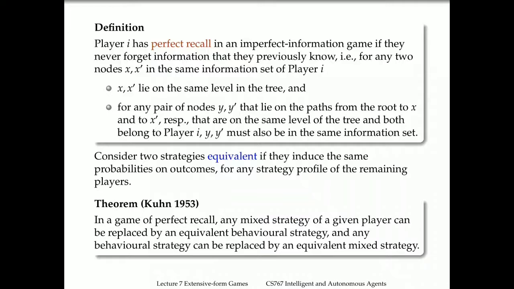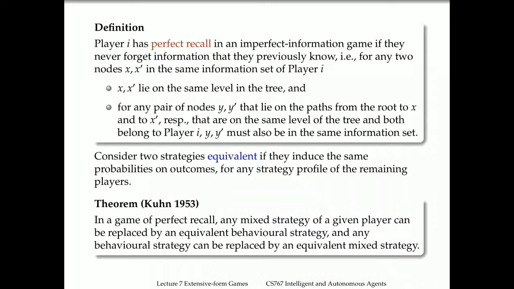So a player I has perfect recall in an imperfect information game if they never forget information that they knew previously. So the previous situation would not occur. This is our assumption. This means, in a more formal definition, for any two nodes x, x prime in the same information set, these are nodes which cannot be distinguished by a player I, right? So they must lie on the same level of the tree. And also, for any pair of nodes y, y prime that lie on the path from the root to x and then to x prime respectively.